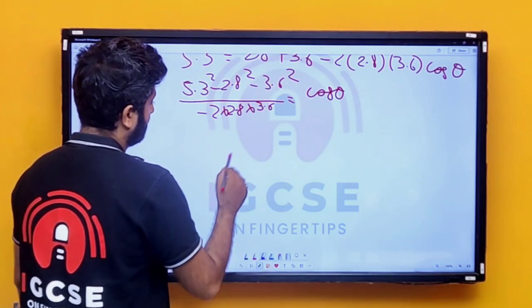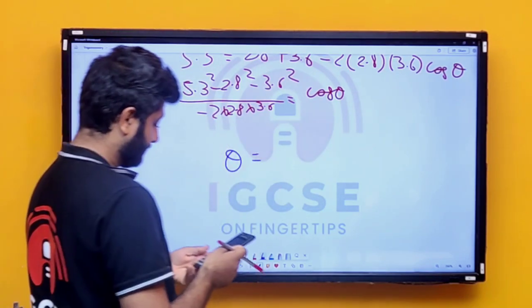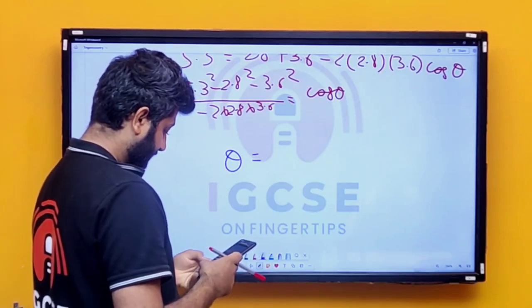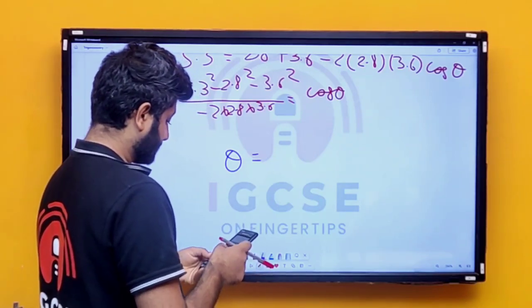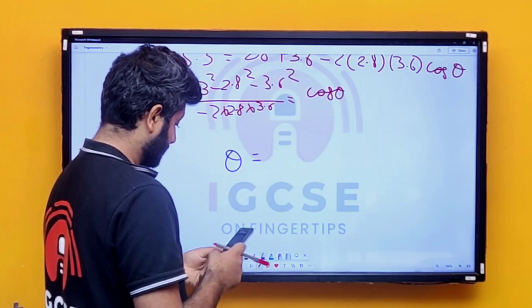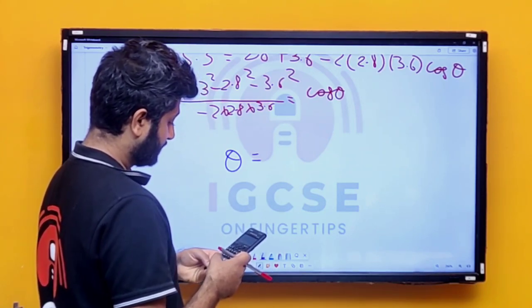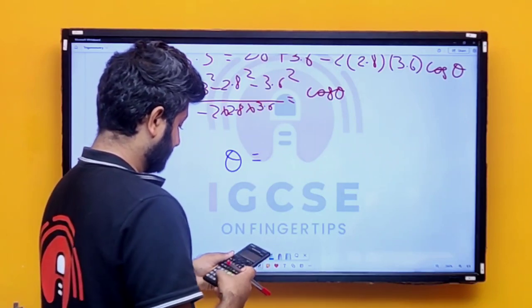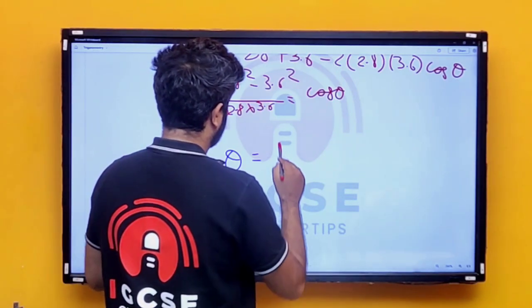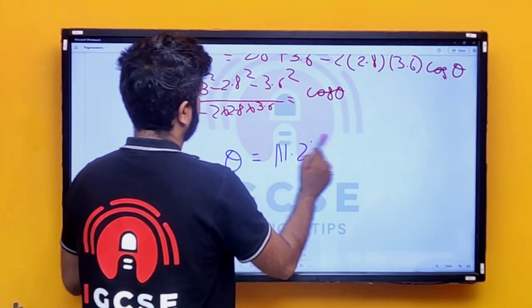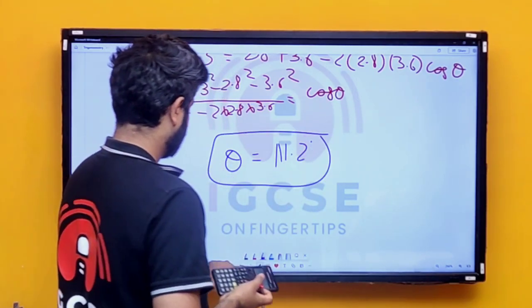So from here I can find theta as cos inverse of (5.3 square minus 2.8 square minus 3.6 square) divided by (negative 2 into 2.8 into 3.6). Cos inverse of the answer is 111.2 degrees. This is my theta.